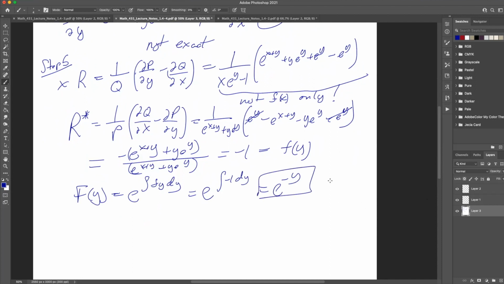So what I'm going to do is I'm going to take this integrating factor. We're going to go back to step 1. So we'll say step 1, version 2, right? And this time we're going to put in the integrating factor.